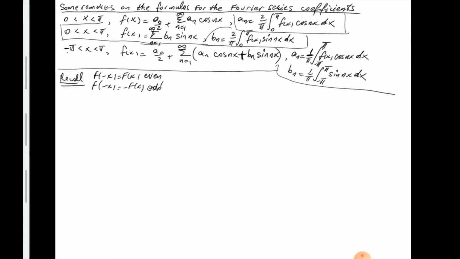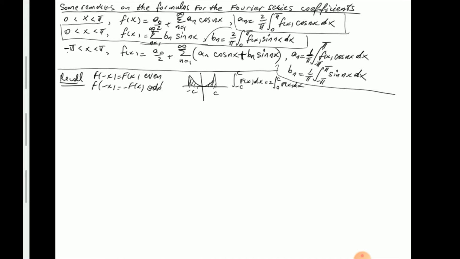This notion of even and odd, remember, is when you look at a symmetric interval. And in case of an even function, like a parabola, for example, the integral from minus c to c of that function is twice the integral from 0 to c. It should be obvious because of the symmetry with respect to the y-axis: the area on the right half is the same as the area on the left half of the interval.